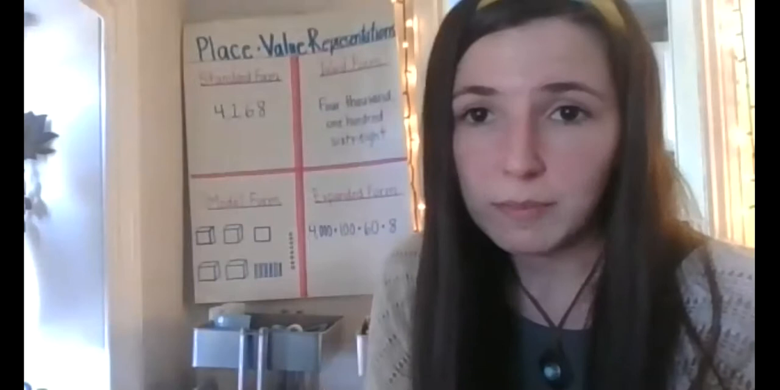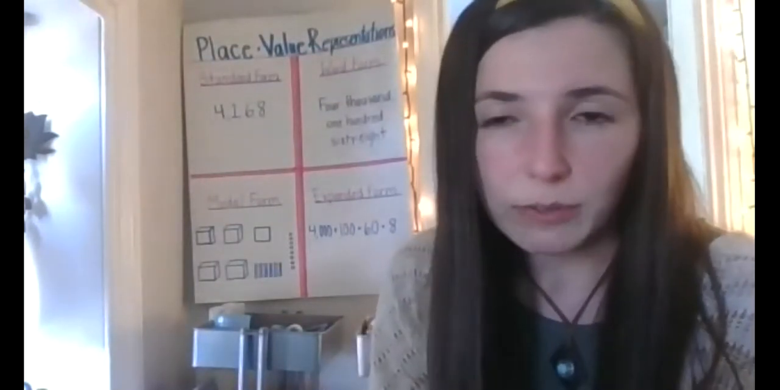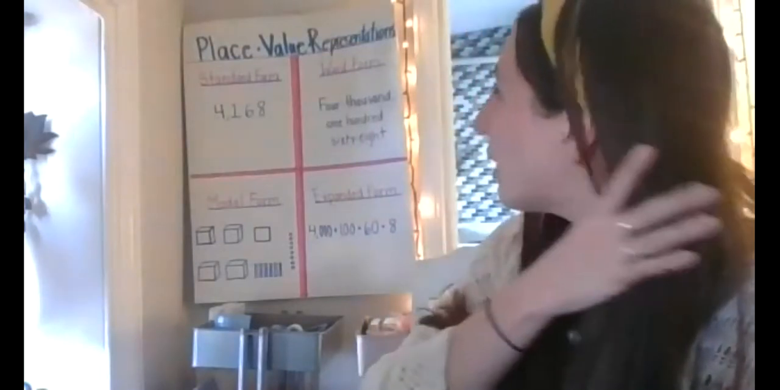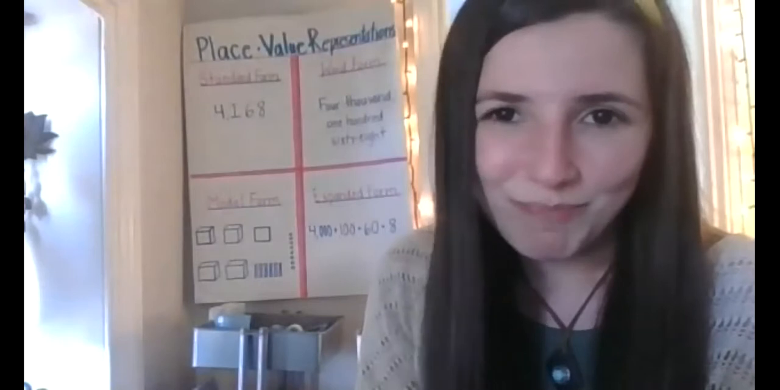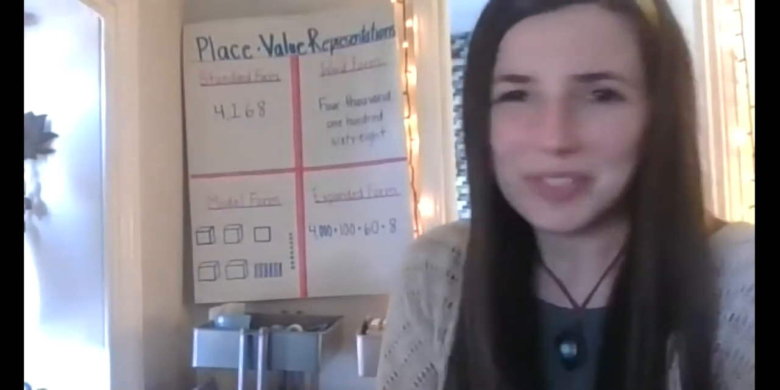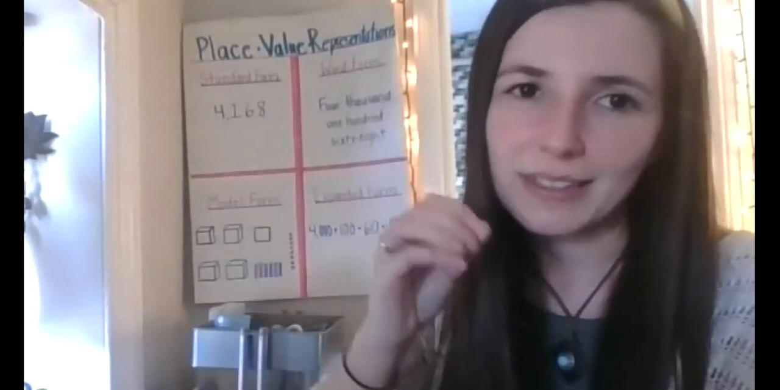Remember, if you're having trouble writing a number in word form, you're just going to write the number as you would say it out loud. You can use that comma to help you remember when to write the word and. I'm sorry, that's not right. You can use the comma to help you remember when to write the word thousand.